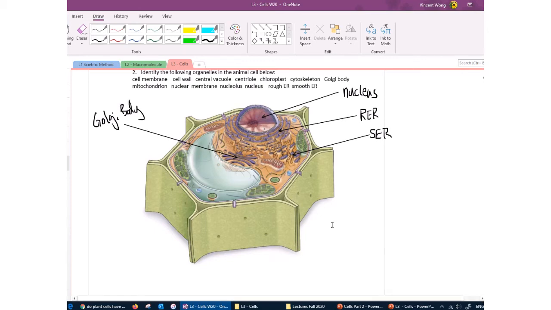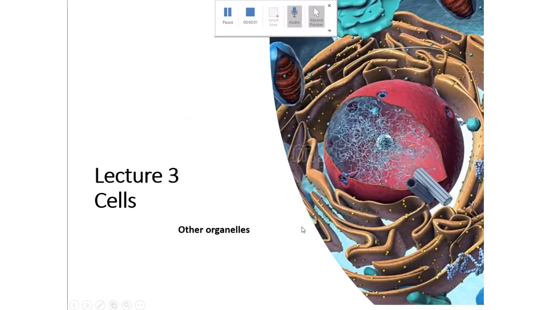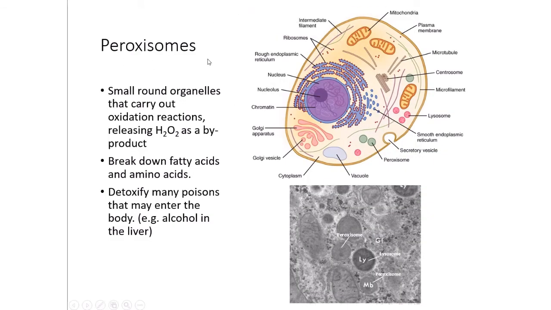Let's go back to the PowerPoint slides. We will learn a few other organelles in the cell. The first one is the peroxisome. Peroxisomes are small round organelles that carry out oxidation reactions. Basically, it means they will use oxygen in the reactions, and as a byproduct, they release something called H2O2. The H2O2, which is called hydrogen peroxide, is actually harmful to the cells, and so they must break it down into water and oxygen before it harms the cell.